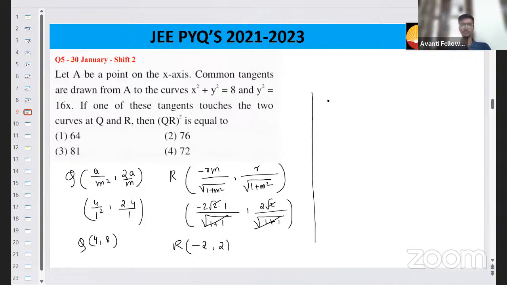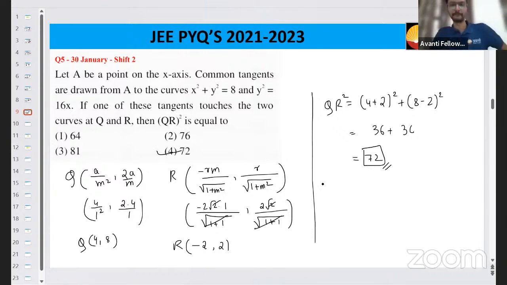What is the distance QR? So we'll use the distance formula. Sorry, QR square we want, so no need to use under root. So 4 plus 2 the whole square plus 8 minus 2 the whole square. So 36 plus 36, which is equal to 72, which is option number 4. Right? Super. Nice question. Let us see the next one.